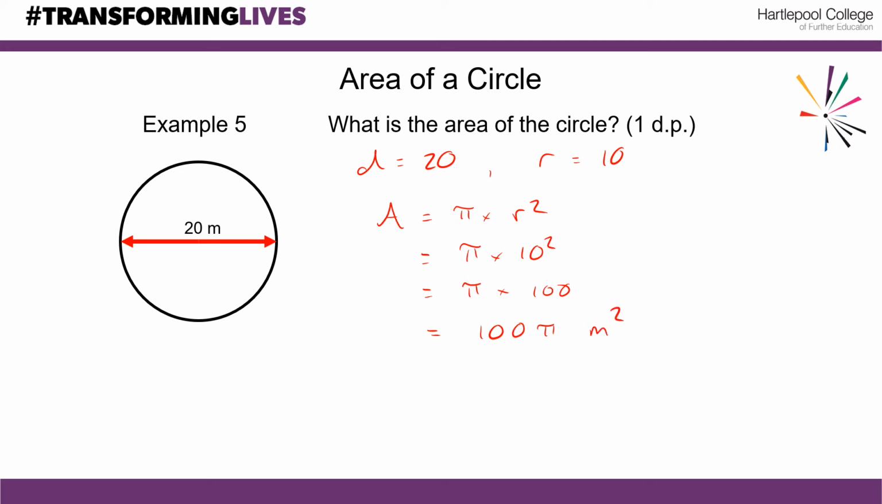And again, it says to 1 decimal place, so let's get our scientific calculator. So 100 times pi gets me 314.159 something. Still working in meters squared. And again, to 1 decimal place, that is 314.2. So if we look at the answer above, the 1 here is going to round upwards because of that 5. So we want 314.2 meters squared. And that's our area of a circle.